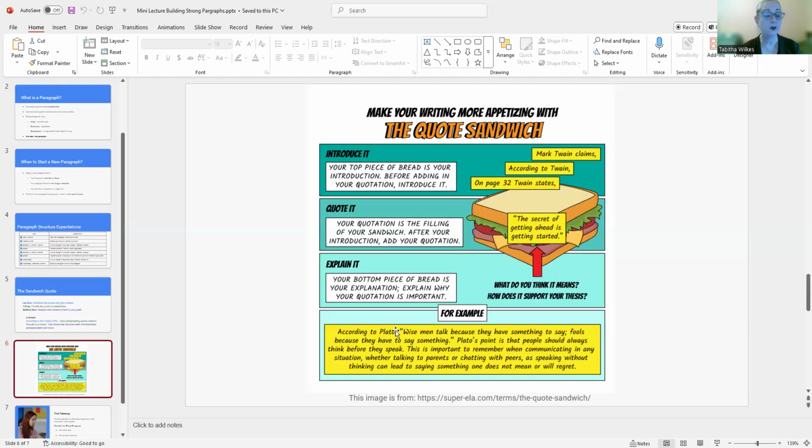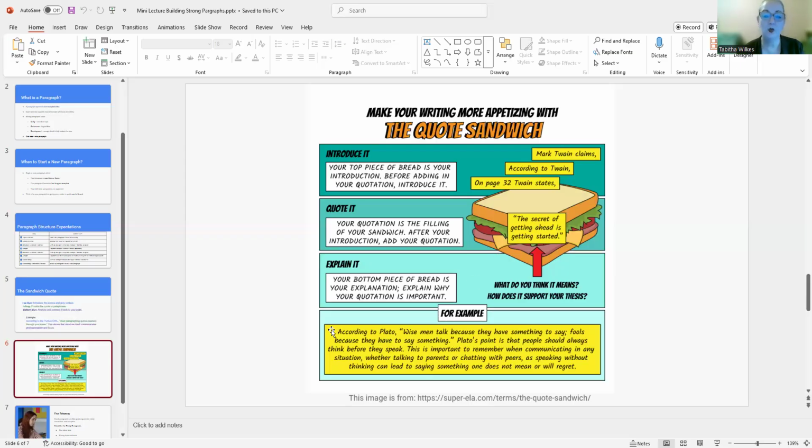So when you drop quotes into essays or assignments throughout the balance of this semester, I'm going to expect that you introduce it and you provide that credibility for whomever it is that you're quoting. And then at the end of your quote, I'm going to expect that you add that bottom bread, which is you regurgitating that information in plain language, in your own words, and connecting it back to your thesis statement.